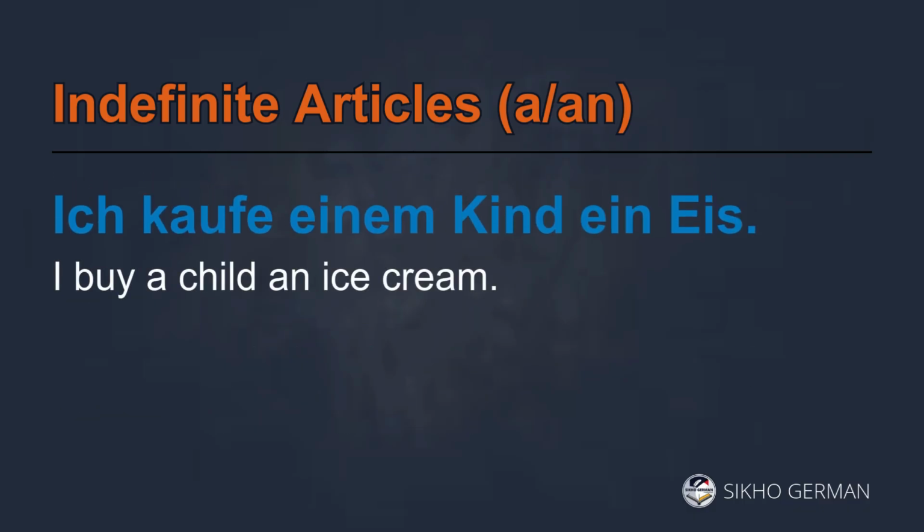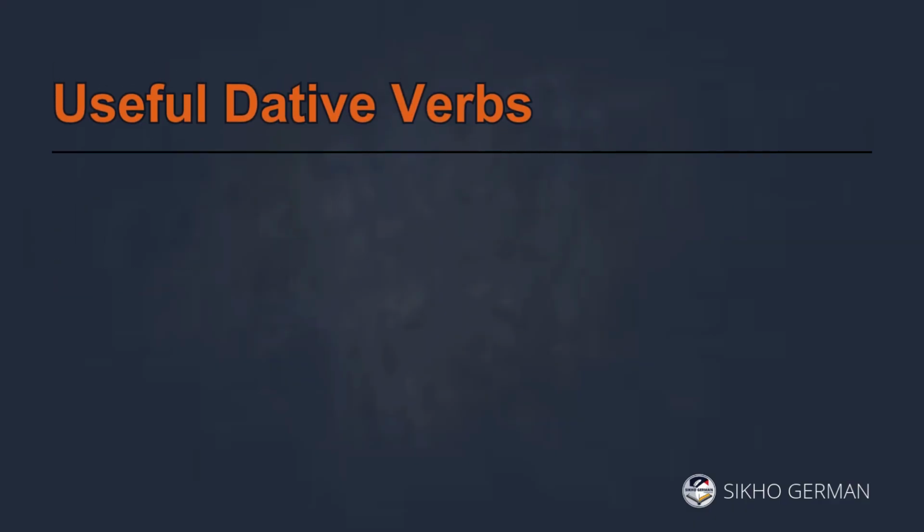Ich kaufe einem Kind ein Eis. I buy a child an ice cream. Neuter ein Kind becomes einem Kind in dative, just like masculine. Now let's talk about verbs that specifically use the dative case. These verbs always take a dative object, not an accusative object.